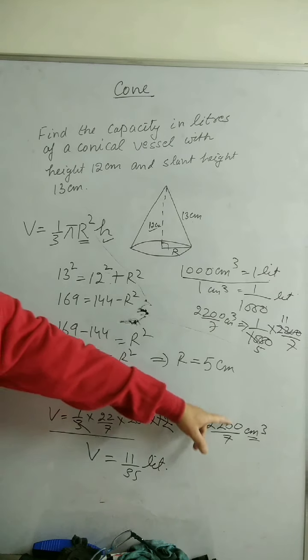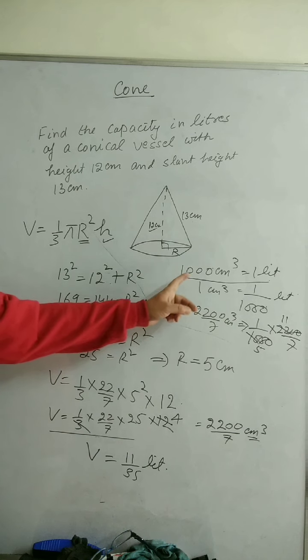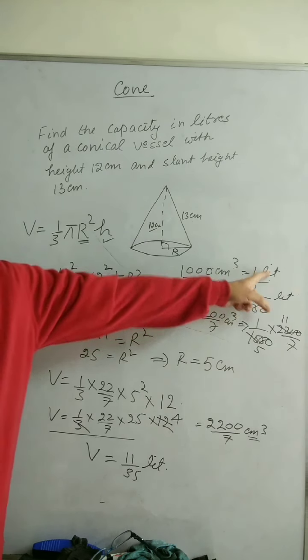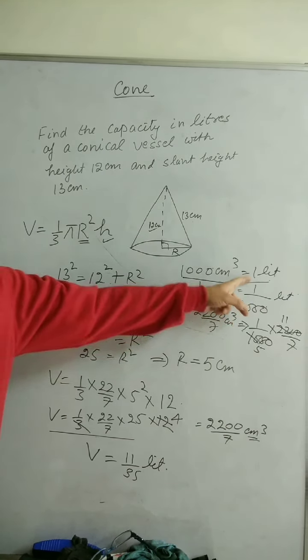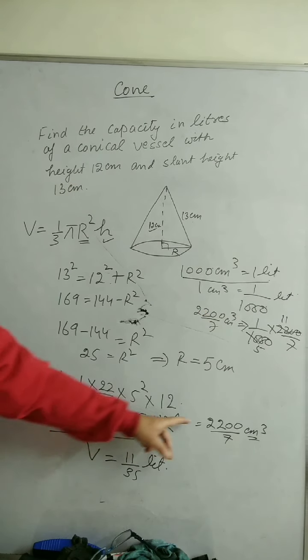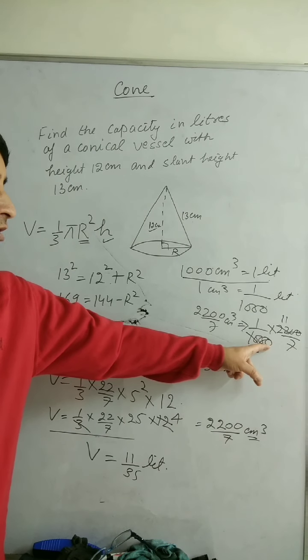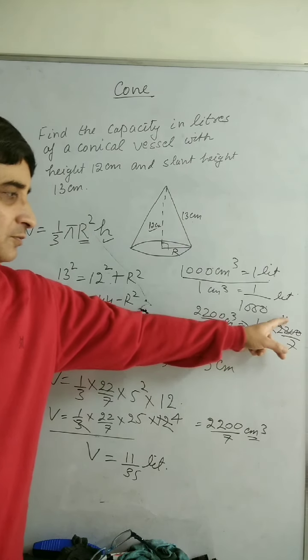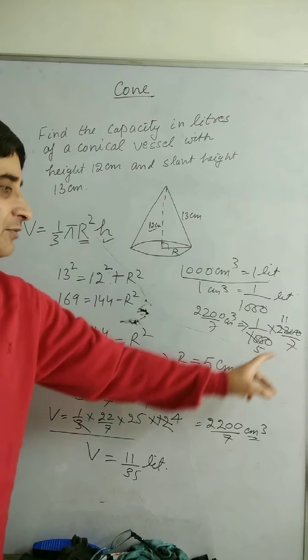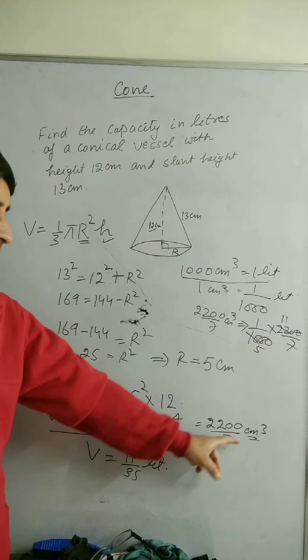So whenever centimeter cube is to be converted into liters, divide by 1000. Why? Because 1000 centimeter cube is 1 liter. 1 centimeter cube is 1 upon 1000 liters. Therefore, 2200 upon 7 centimeter cube will be equal to 1 upon 1000 into 2200. Right. So this is 11 upon 35. Or directly what you do, divide it by 1000. You will get it in liters.